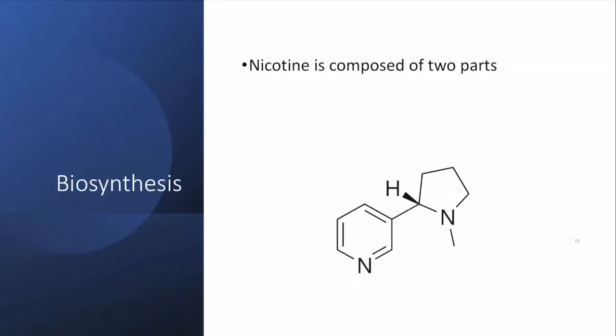Okay, so now we can get into the biosynthesis of nicotine. And nicotine is this structure shown here below. As we can see, there are basically two ring structures in nicotine. The first ring structure is the pyridine ring, highlighted in yellow here. Next, we also have the pyrrolidine ring, which is highlighted here.